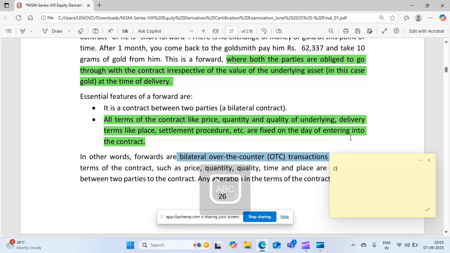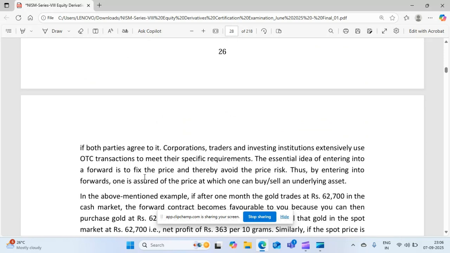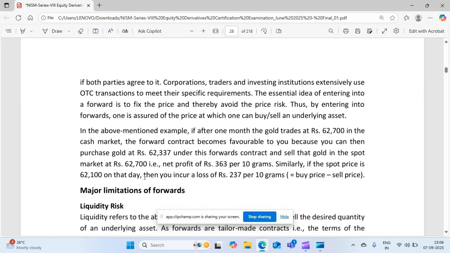OTC means not traded on a stock exchange. Anything which is not traded on a stock exchange, by default, becomes what we call an OTC transaction. Even if it is traded on an electronic platform, it will still be an OTC transaction. I hope you understood this point. Now, is it possible to change the nature of the contract? Yes, if both parties agree to it. So, what is the reason that we have forward contracts? This is an important point. The essential idea of entering into a forward is to fix the price and thereby avoid price fluctuations.